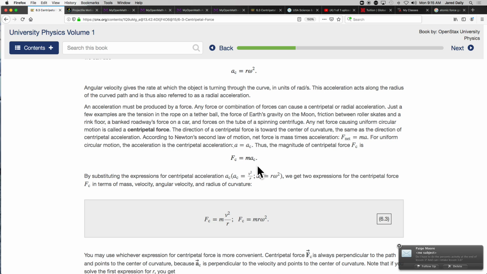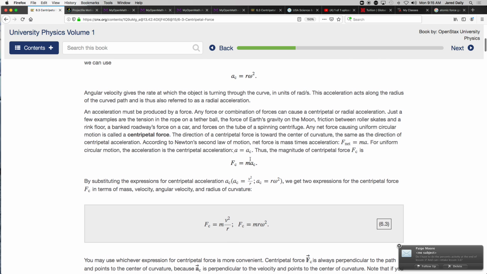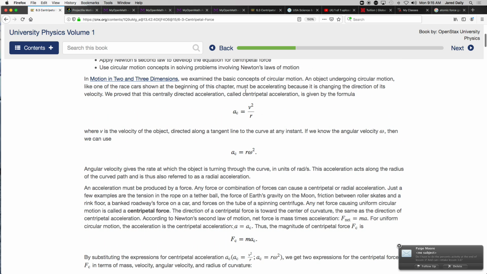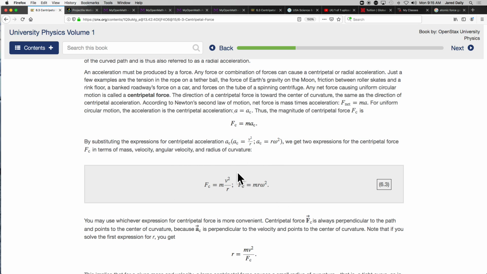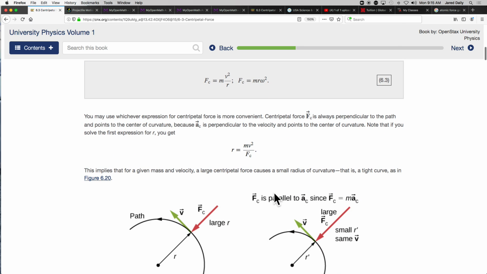If we replace the acceleration in this equation with either of these two things, we get two other equations for this: mass times v squared over r, or mass times r times omega squared. So you can calculate that centripetal force fairly easily also.